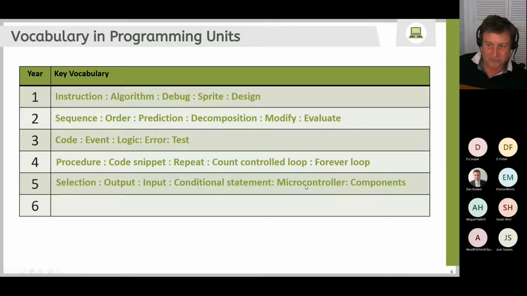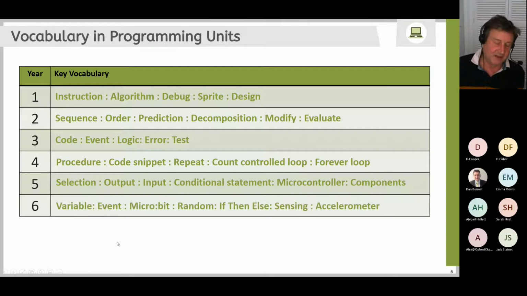We introduce the microcontroller, which in this scheme is called the Crumble, and the various components you have with it. And then in year 6 the variable is introduced. They switch to a micro:bit for their physical computing, and then an if then else statement for sensing, and so on.